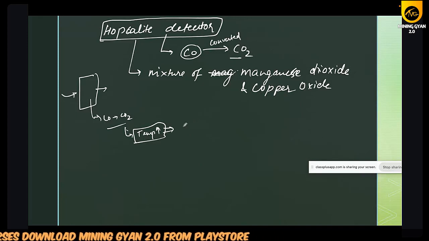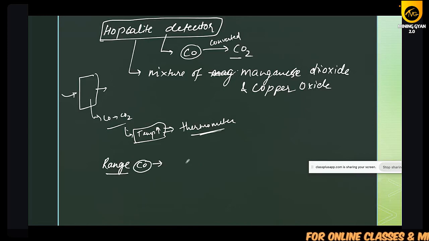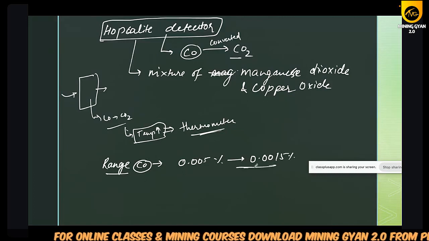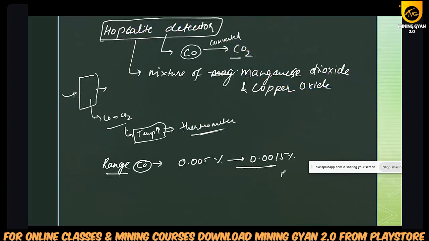How will you know the temperature has increased? Because a thermometer is connected, so you can see the temperature increase in your apparatus. So in the Hopcalite detector, the range for CO will be 0.005% to 0.0015%. That means this one was better because you use it for more, the concentration of CO is more, you can use the CO detector, but in this the range is less.